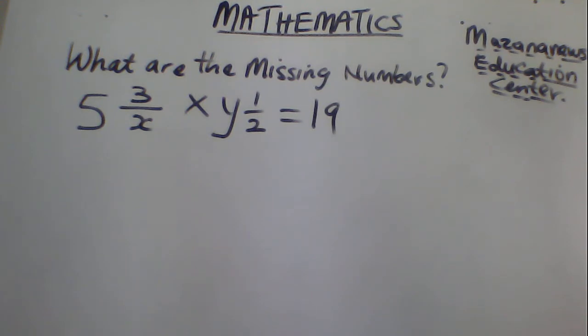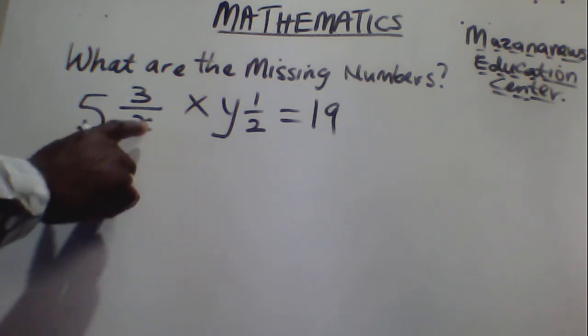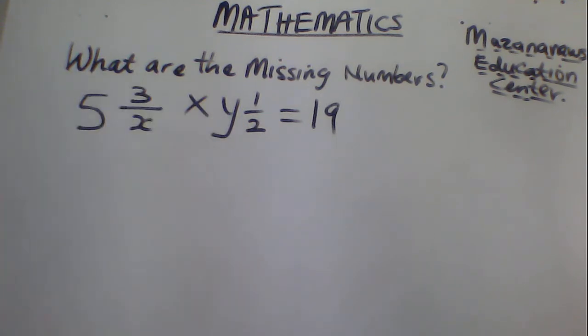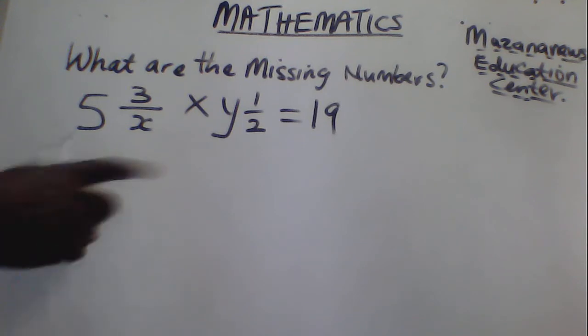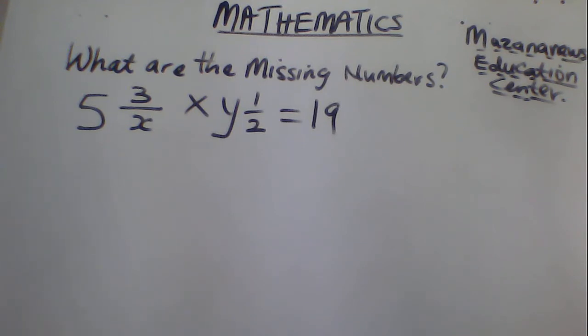He says it's difficult to get the value of x and y. This is a type of problem you usually see in fractions. You are required to find x and y so that the left hand side will be equal to the right hand side, which is 19.